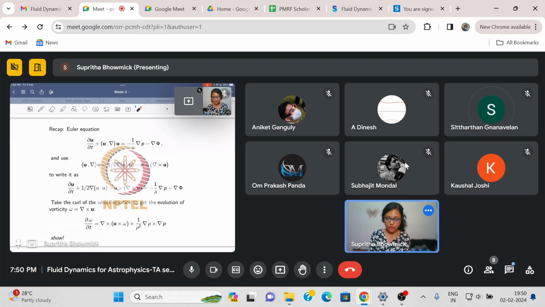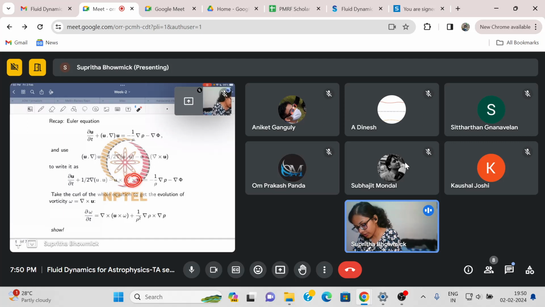Okay, good, very good. And since this is vorticity, this is curl of u, so this is vorticity. This term is u cross omega, and you're simply taking curl of u cross omega. So this is an equation that tells you how vorticity changes with time.